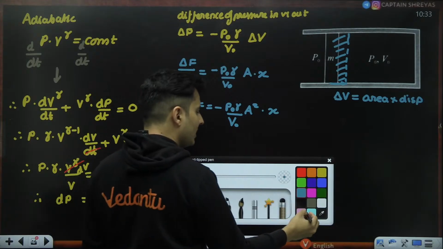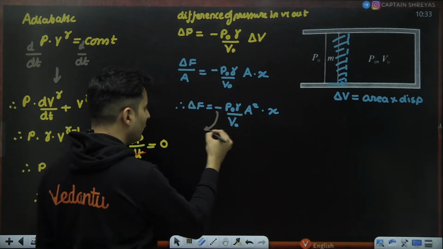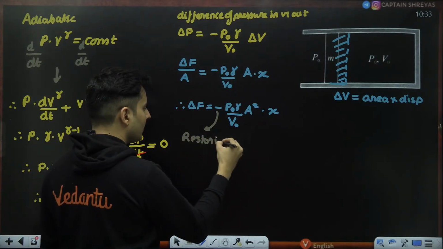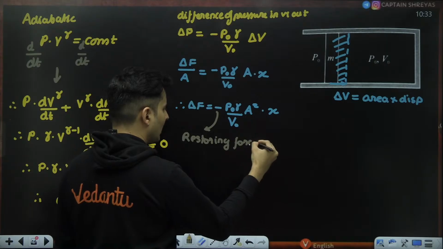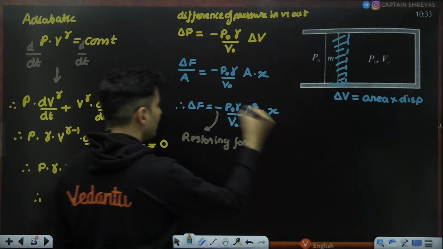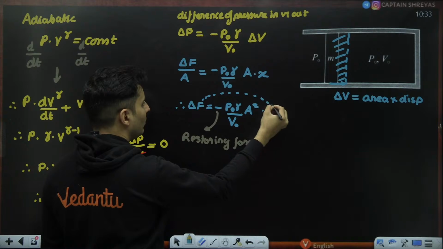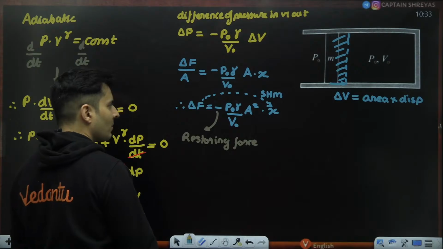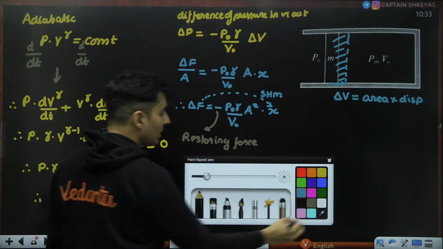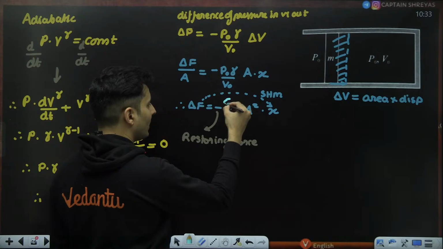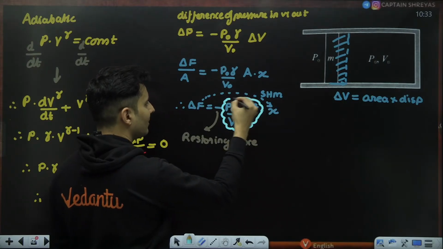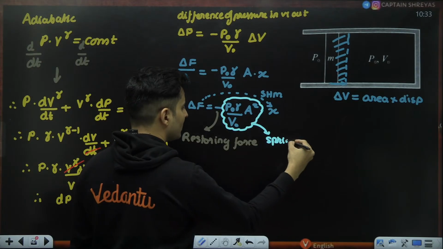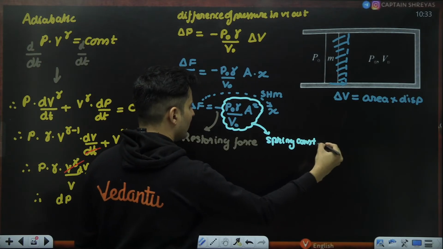Now let's understand what each sign means. This negative means that this force is a restoring force. That is very obvious. Also notice that our force is directly proportional to X. That means it is going to be a simple harmonic motion. That means whatever constant of multiplication is there, that is like your spring constant.